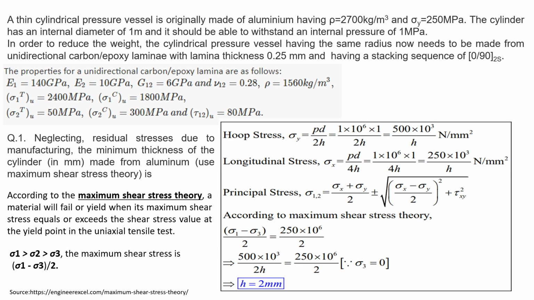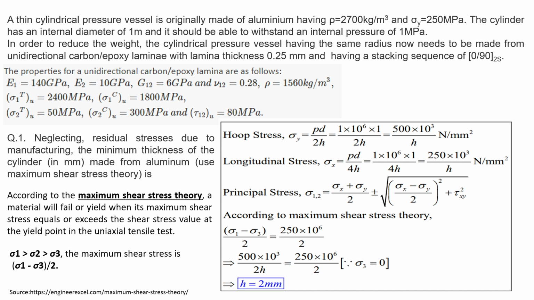The properties of a unidirectional carbon epoxy lamina are as follows, where we are already given the E1 value, that is 140 gigapascal, E2 value 10 gigapascal, G12 6 gigapascal, mu12 equal to 0.28, and the density is 1560 kg per meter cube. And also the ultimate strength of the lamina is given to us for both tensile and compressive strength. So the question here is that neglecting residual stresses due to manufacturing, the minimum thickness of the cylinder in mm made from aluminium using maximum shear stress theory is.